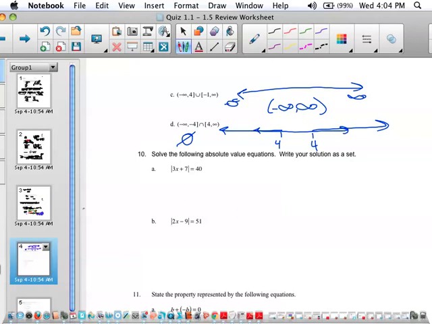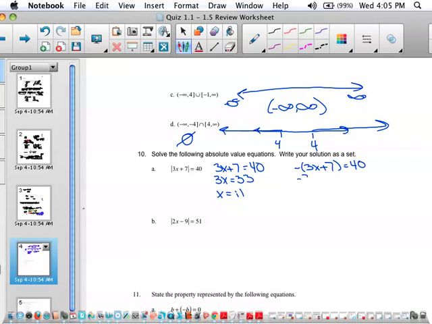Number 10 asks you to solve the absolute value. Remember, absolute value equations you have to set up two equations. The first is 3x plus 7 equals 40. The second, because the absolute value makes it positive, that means what's inside the absolute value has the potential to be negative. So you have to take the opposite. So for the first one, I have 3x is equal to 33. So x is equal to 11.